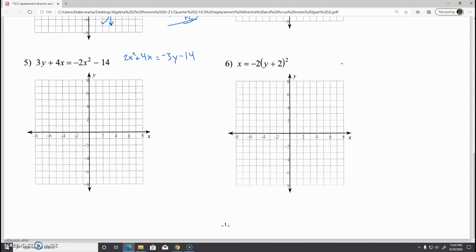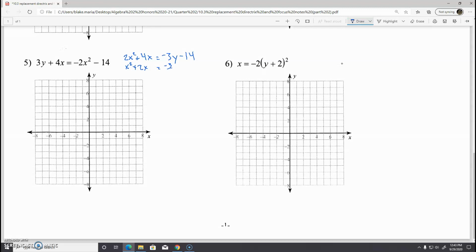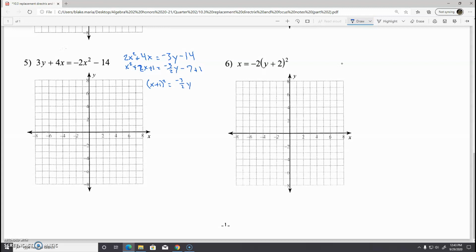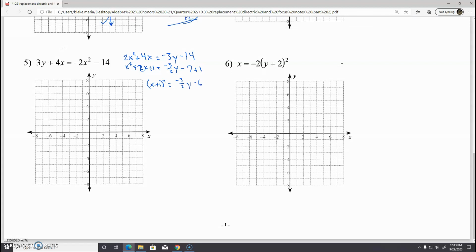All right, so you actually have to complete the square. To complete the square, we're going to divide everything by 2 first. Remember, completing the square, you have to add something to both sides. So 2 divided by 2 is 1, 1 squared is 1. So we're going to add 1 to both sides. So this becomes x plus 1 squared. And this becomes negative 3/2 y minus 6.